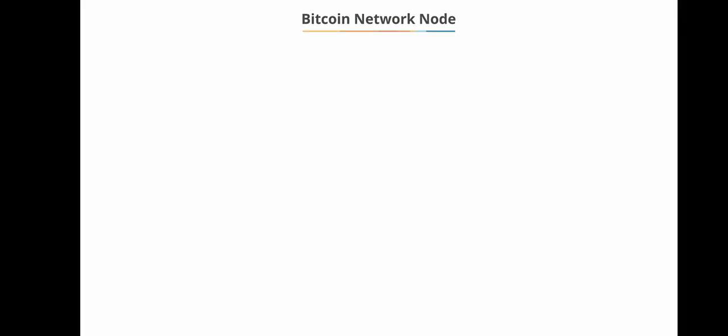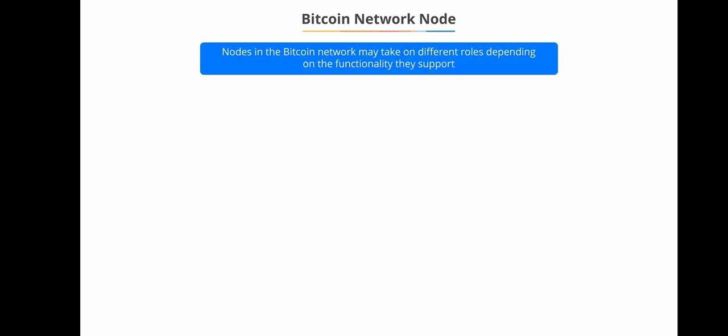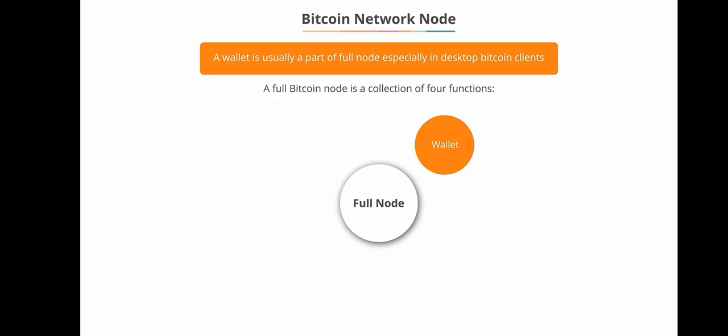Bitcoin network node. Nodes in the Bitcoin network may take on different roles depending on the functionality they support. A full Bitcoin node is a collection of 4 functions. The first function is wallet. A wallet is usually a part of the full node, especially in the desktop Bitcoin client.